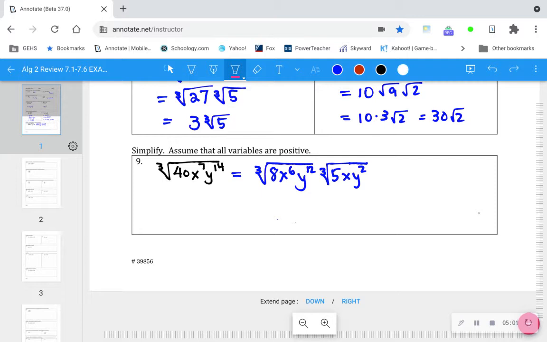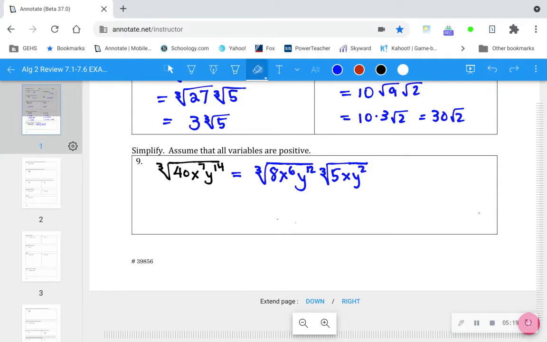Then you do the same sort of reasoning with this 14. 14 does not divide by 3. Neither does the next one down. 13 doesn't divide by 3. But if we go down to 12, we'll have an exponent that divides by 3, and the other two y's have to go in the back.